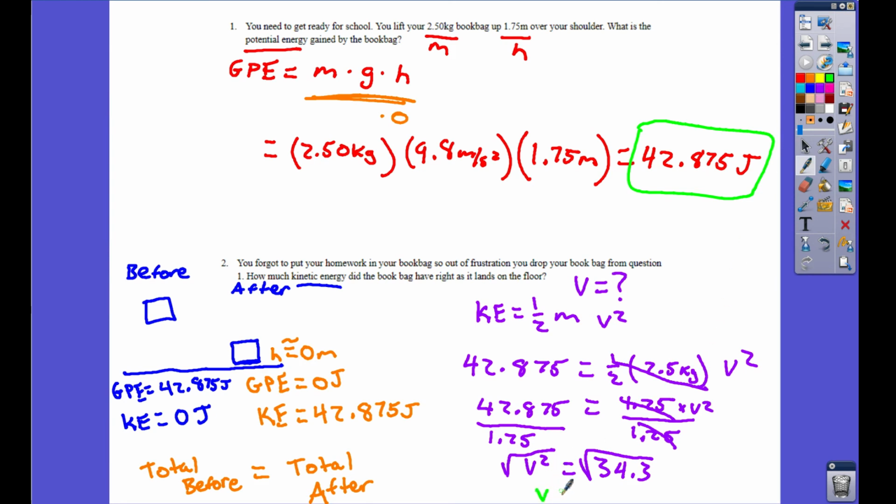And so I'm going to have v is equal to the square root of 34.3, which, plugging that into our calculator, and I'm going to round to 2 decimal places here, should be 5.86 meters per second. Okay. So again, this wasn't part of question 2. I was just walking you through how you would calculate the velocity when you do know the kinetic energy and the mass for this object here.